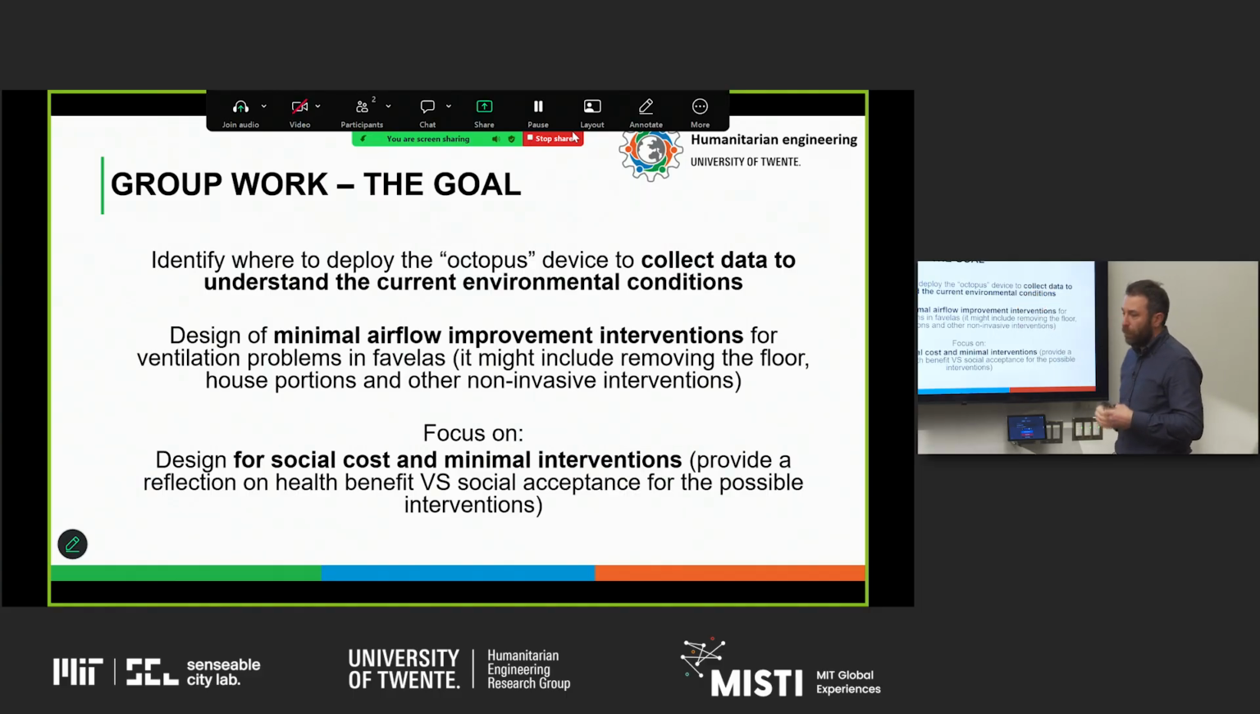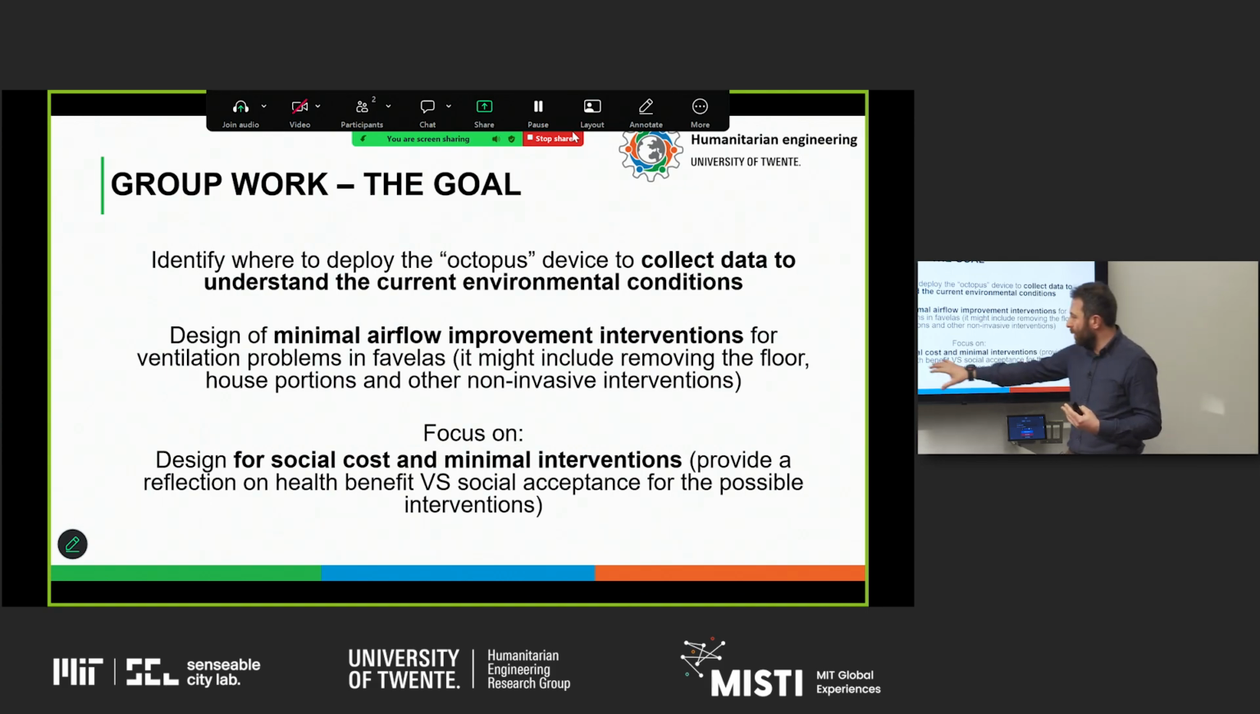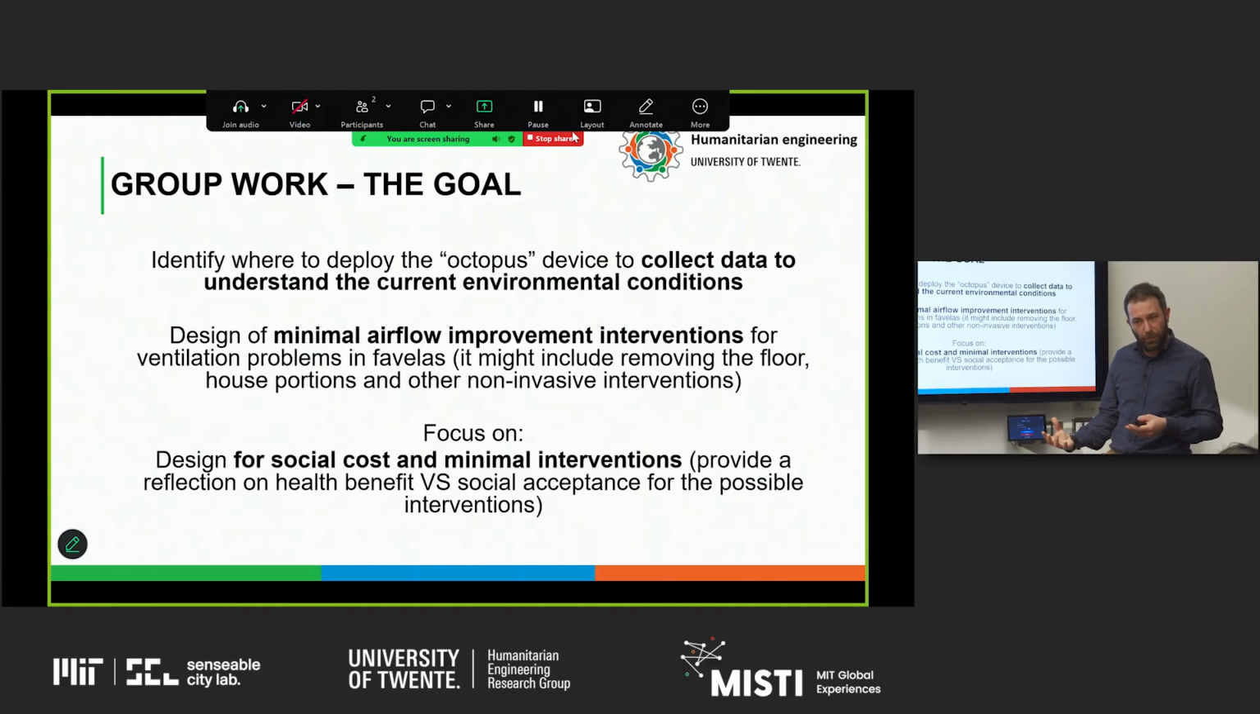What we would like to see, of course, since this is a fictional exercise, is the reasoning about the contrast between cost and minimal intervention. What is the improvement versus what they are going to lose? Reflection on health versus benefit and social acceptance.